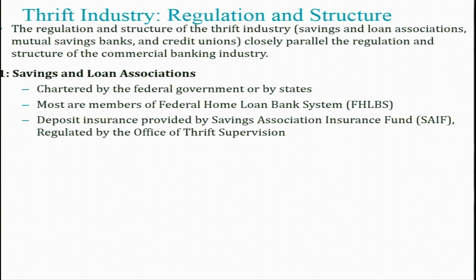Then there is the thrift industry, which developed over time. The thrift industry mainly consists of institutions that are not banks. They are called savings and loan associations, mutual savings banks and credit unions. The regulation and structure of the thrift industry is closely parallel to the regulation and structure of the commercial banking industry.